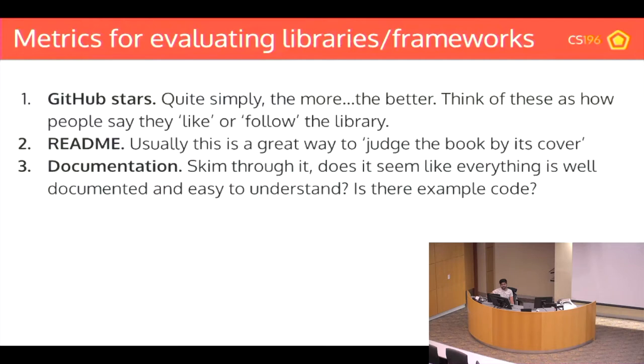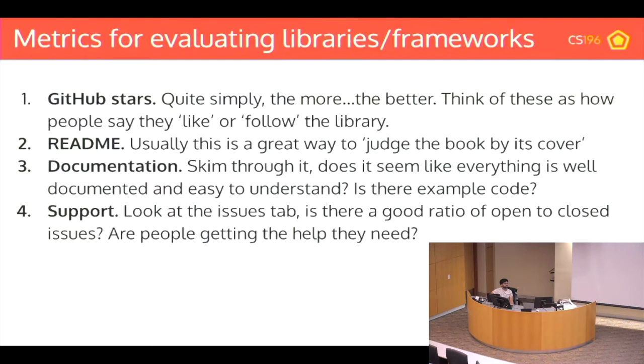You can just basically follow through these steps in your head, and based on these two, you can limit and narrow down your choices between the candidates that you found from your Google search. Look at the support that is being provided to the people that are using these libraries. Look at the issues tab on the GitHub repository. Do we see a good ratio of open issues and closed issues?